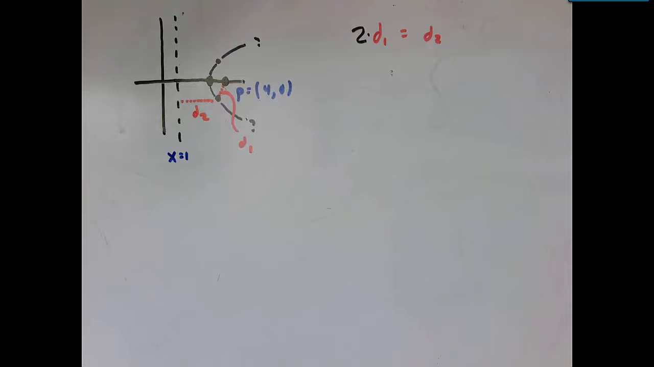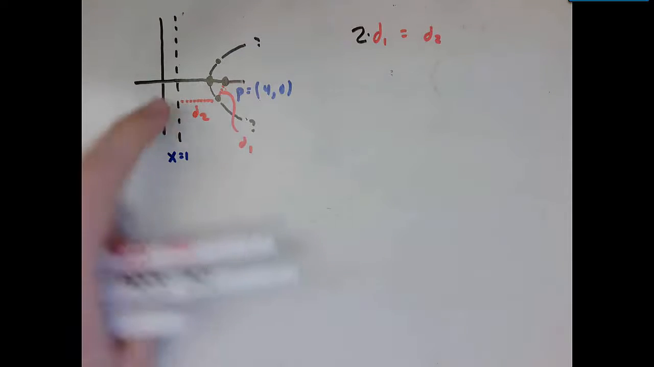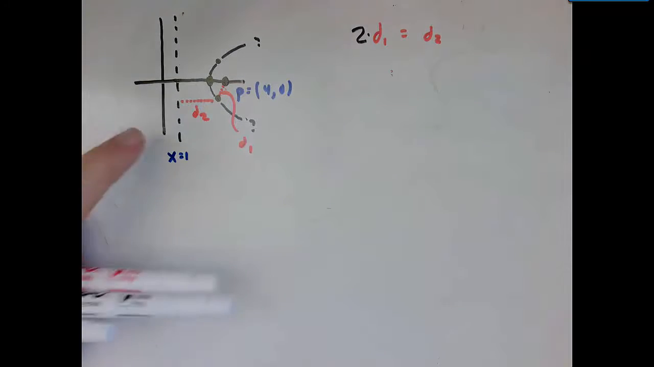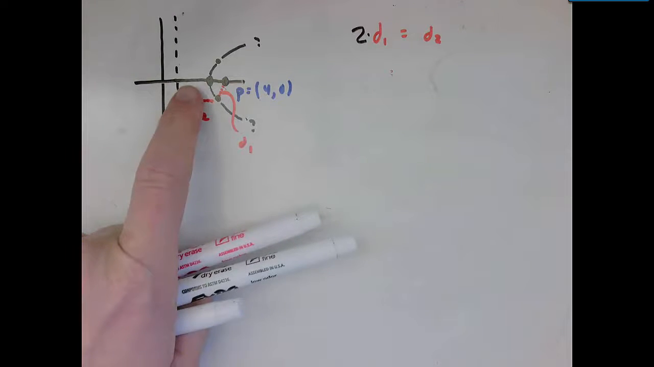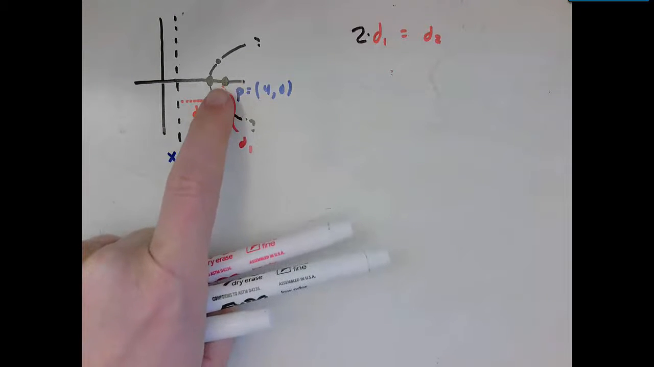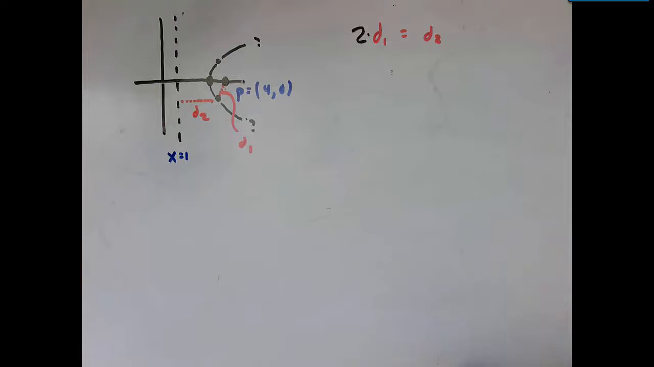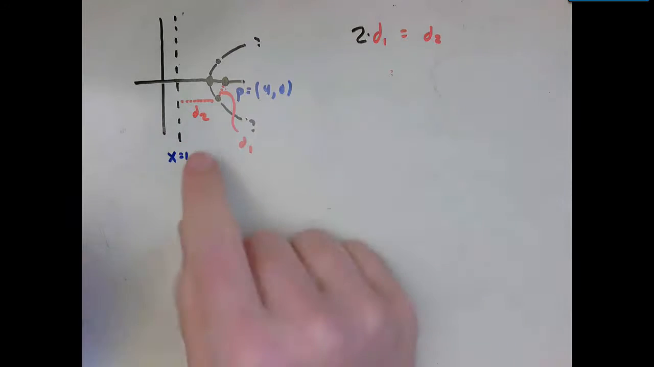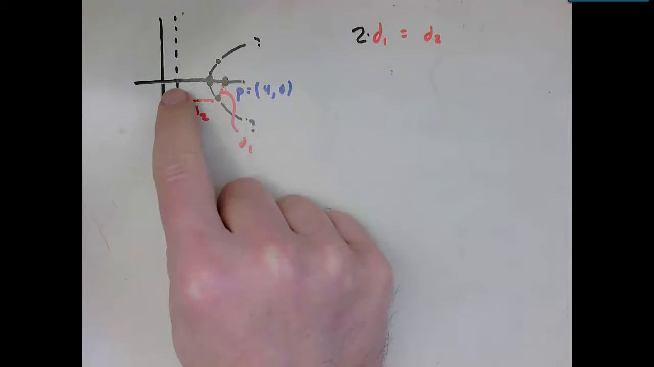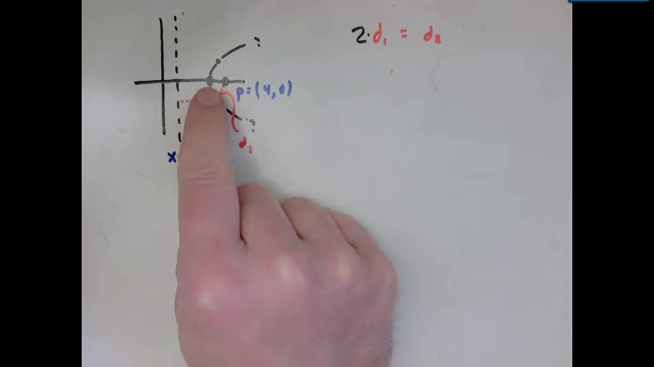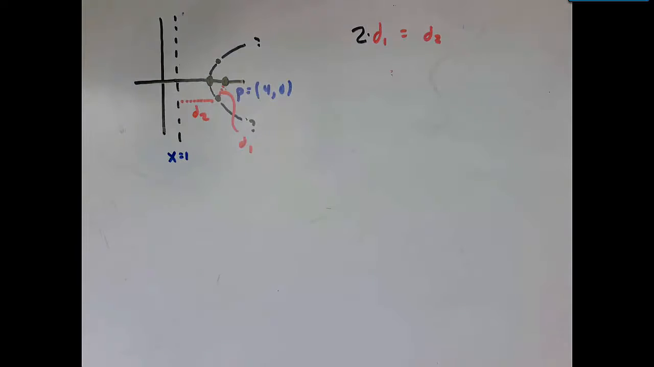Okay, well, here's my guess. If distance 2 is twice as big as distance 1, it means that that distance here has to be twice as big as that distance there. So, in other words, this point is now 2/3 of the way between this line and the point P. I think that makes sense.